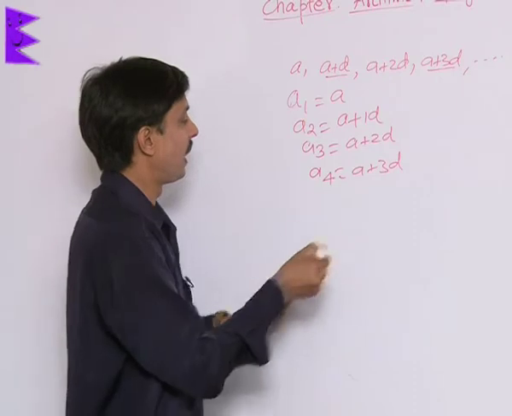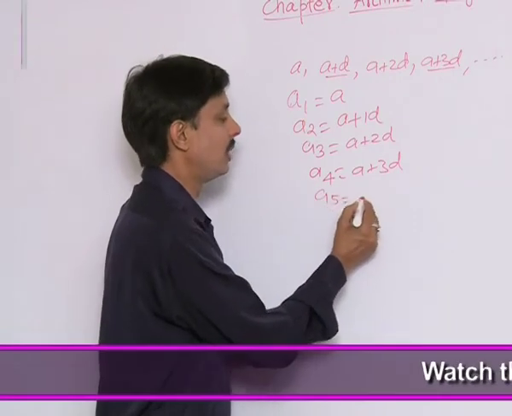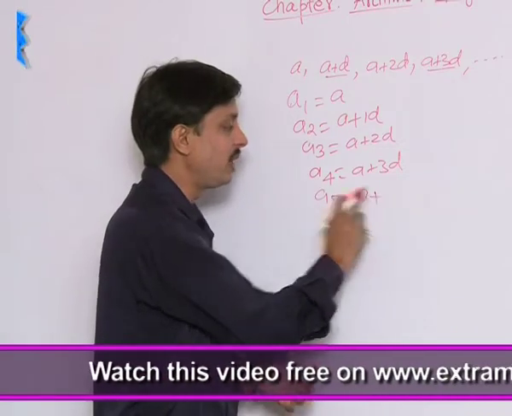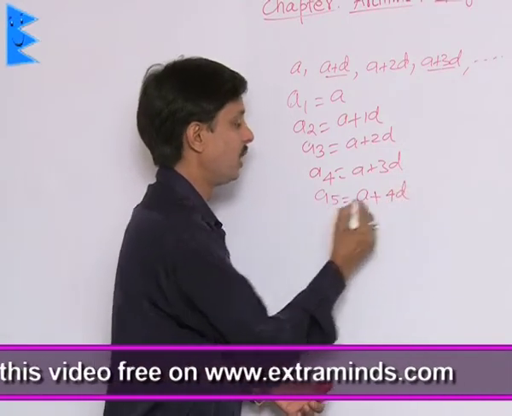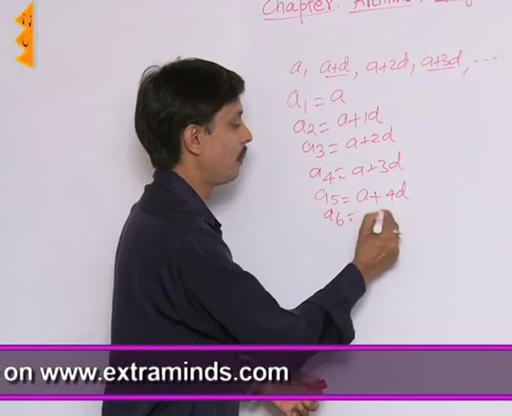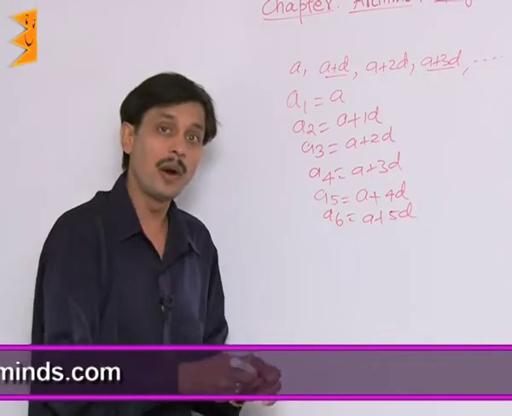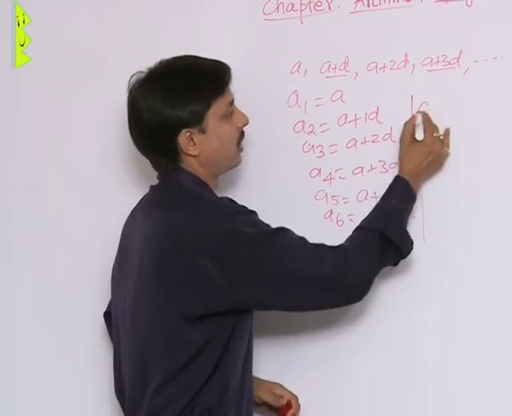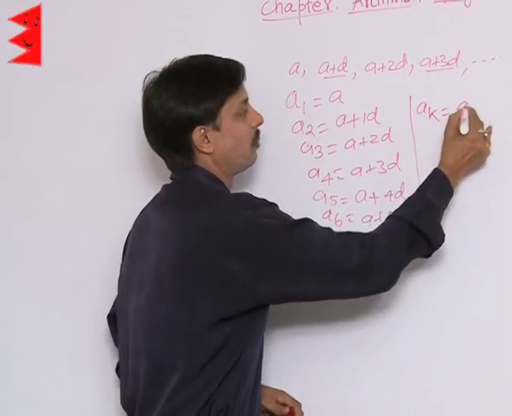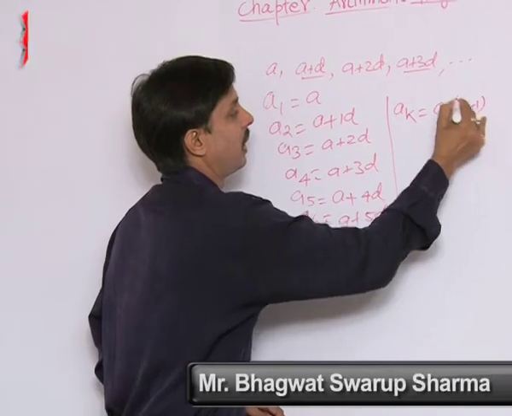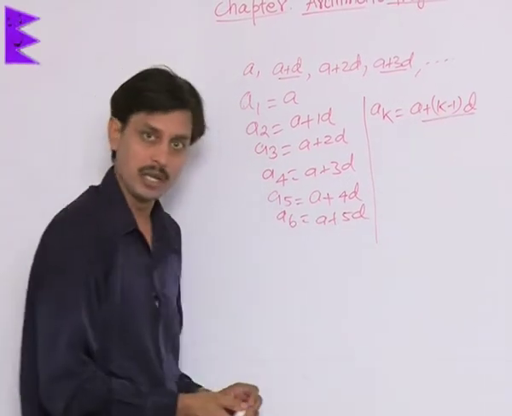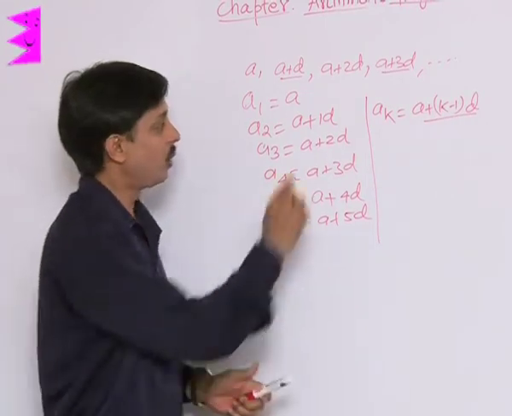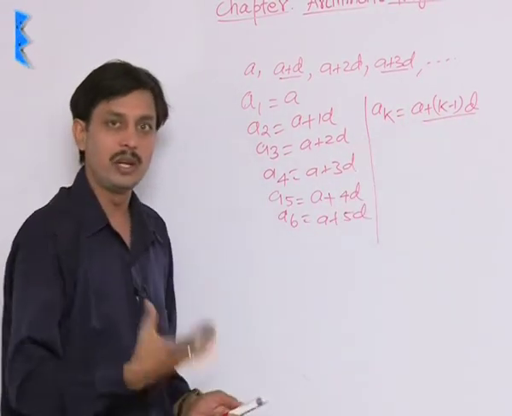Similarly, if I ask you the fifth term, you will say A plus, as it is the fifth term, how many D's will come? 4D. Sixth term, A plus 5D. If I ask you a general term, suppose I ask you what is the kth term, the kth term will be A plus (K minus 1) into D. A plus (K minus 1) into D is the AK.